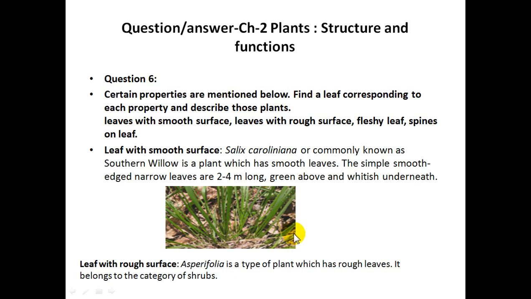Image is already given here. This is the image of only the Salix carolinana, or you can know the southern willow also. Now, leaf with the rough surface is Asperifolia, which is a type of plant which has rough leaves. It belongs to the category of shrubs.